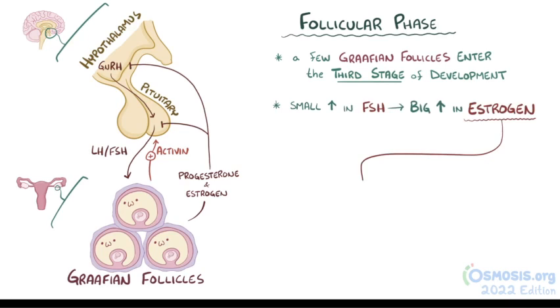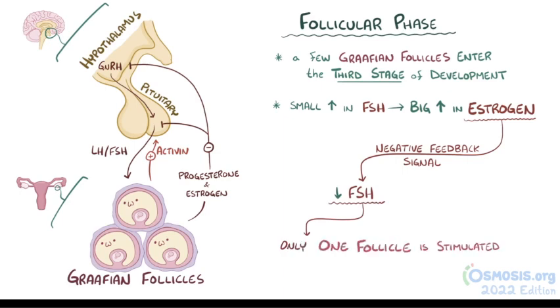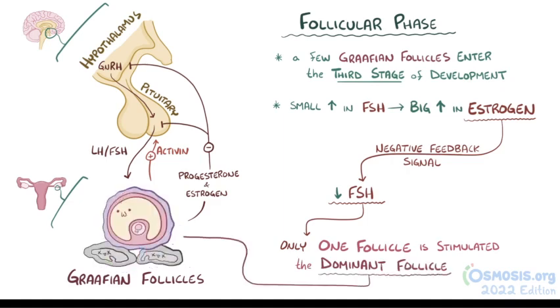So early in the follicular phase, a small rise in FSH leads to a large increase in estrogen. However, estrogen acts as a negative feedback signal. That is, it tells the pituitary to secrete less FSH and LH. Less FSH means that there is only enough left to stimulate one follicle. The follicle that has the most FSH receptors hoards most of this hormone and becomes the dominant follicle. It usually takes about a week for a dominant follicle to get selected, and after that happens, the rest of the follicles regress and die off.